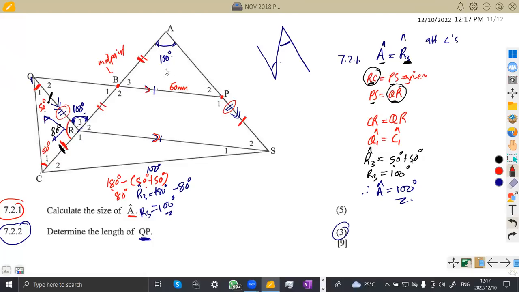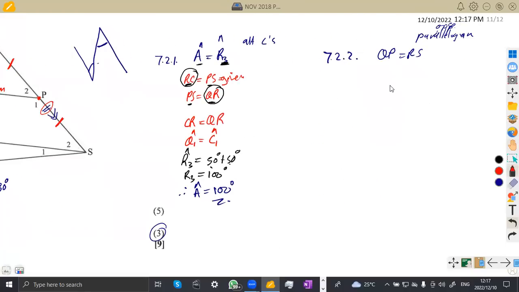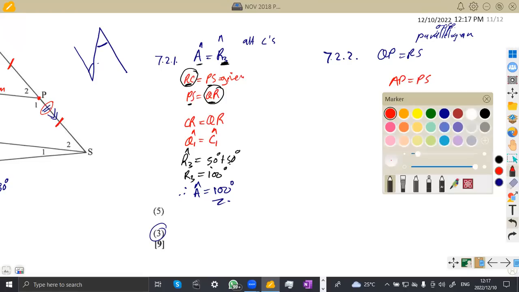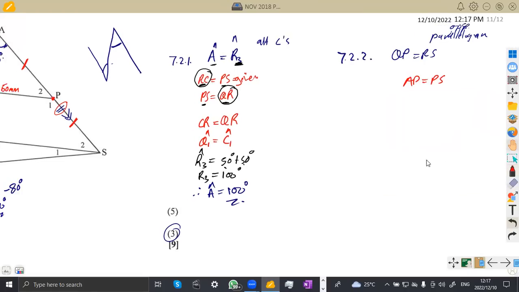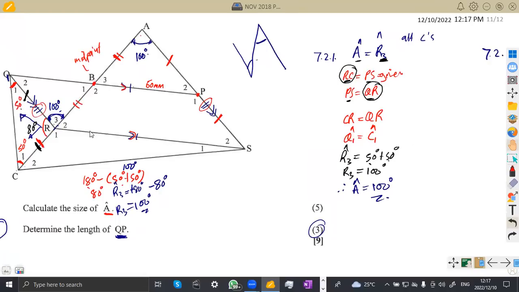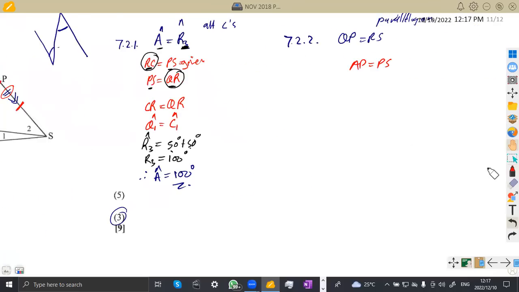As you can see, these two are equal, from A to B, B to R is the same thing as from A to P, which will be equal to P to S. So AP is equal to PS from the midpoint concept. You can write that or not. But what matters is this part of BP and RS: BP is half of RS. So BP is equivalent to half of RS. That is from the midpoint theorem.